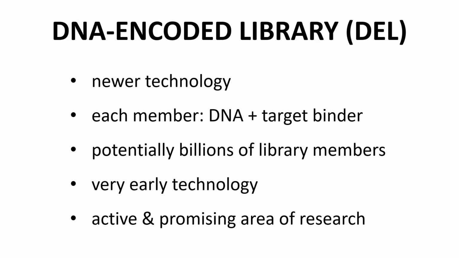The final library type we'll cover is the DNA-encoded library, called a DEL. DELs are a quite new library format. Each library member consists of both a segment of duplex DNA and the structure that binds the target. The DNA component is used to identify the target binding structure. DELs can be immense libraries with over 1 billion members. The technology around preparing and testing individual compounds in DELs is still in its early stages, but DELs appear to be a promising tool for searching for compounds with favorable preliminary activity on an intended target.